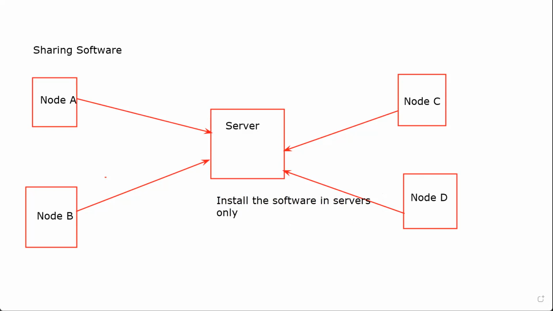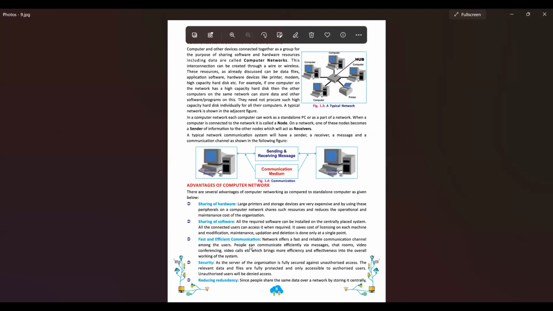Now again, the next topic is fast and efficient communication. You know that a network offers a fast and reliable communication channel among the users. People can communicate efficiently via message, chat room, video conference, video calls, etc. You all have used video calls and chat. You make a chat room and a conference call. So actually it's all fast. All the 20-30 people come in one single channel, and they can share the data and information. So ultimately things become very fast, and this is the idea of computer networking.